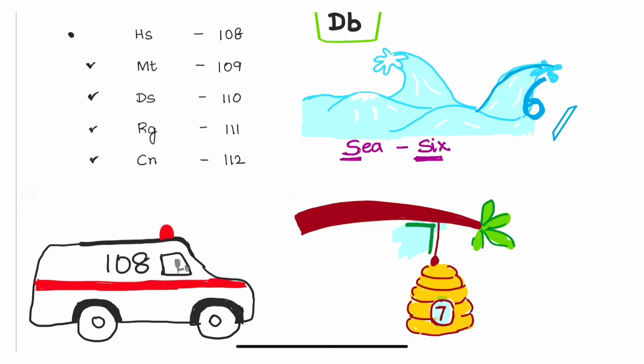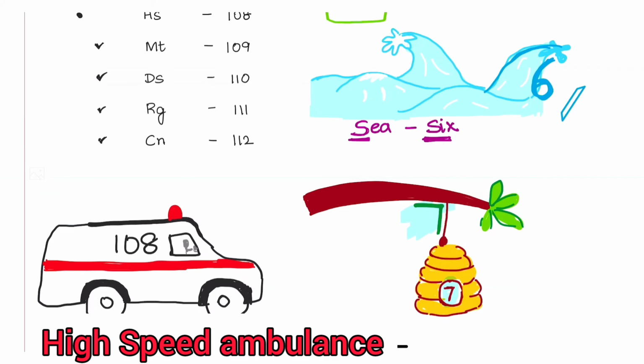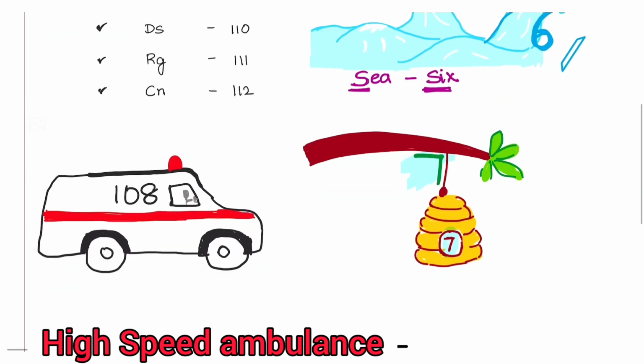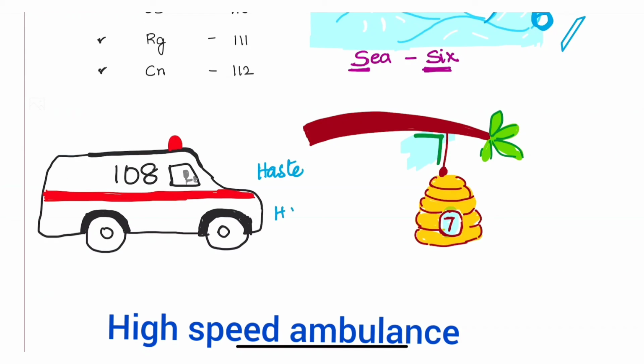Moving on to the next thing, which is Hassium. Hassium has got the atomic number of 108. As we all know, 108 is the ambulance number. An ambulance has to go hassle-free. So hassle-free, Hassium 108. Or you can also remember that an ambulance is always in a haste, right? So here you have the picture. Either you can say that the ambulance has to be in a haste in order to save the patient, or you can also say that it has to be hassle-free.